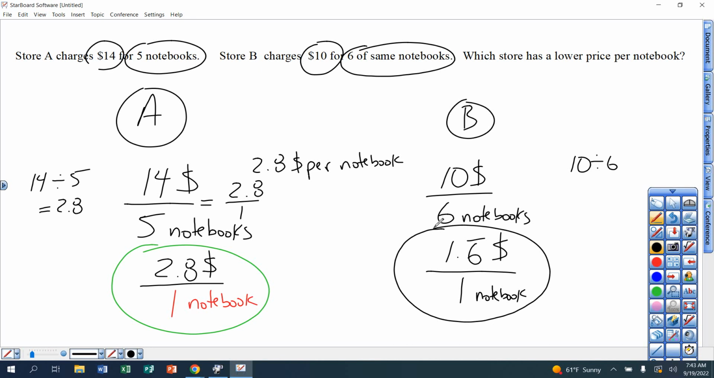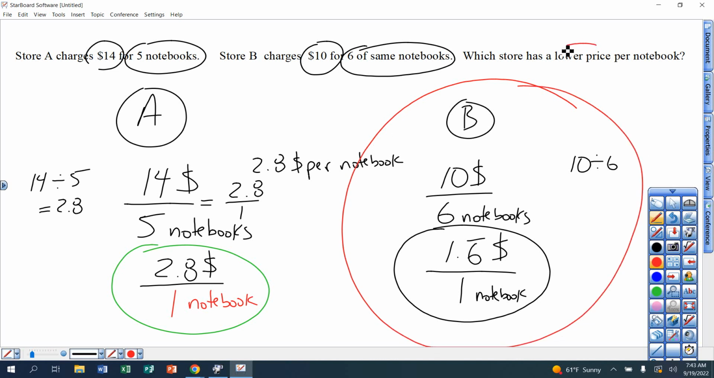And then they want you to compare which one has the lower price. Which one, if you're trying to save money for the same notebook, would you want to go to? And you can see right here, choice B has a lower price per notebook. That's the one they want you to recognize. The other one, $2.80 for every 1 notebook. You're paying more for 1 notebook.